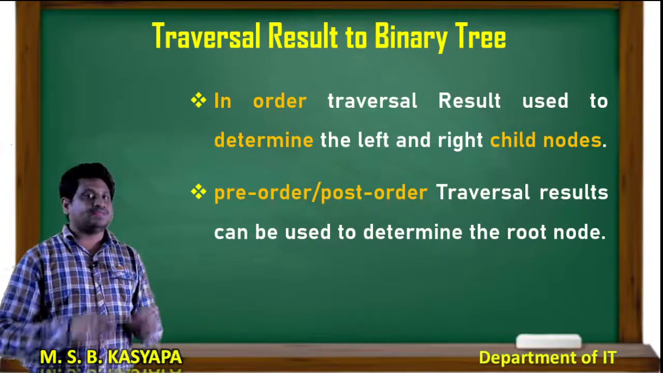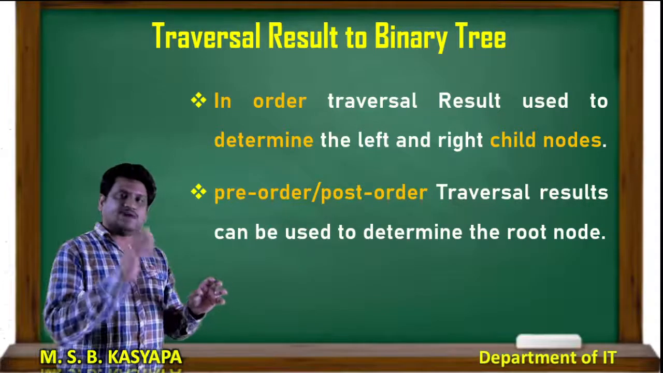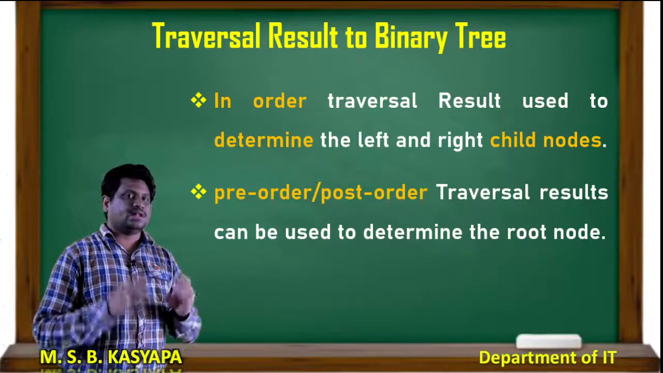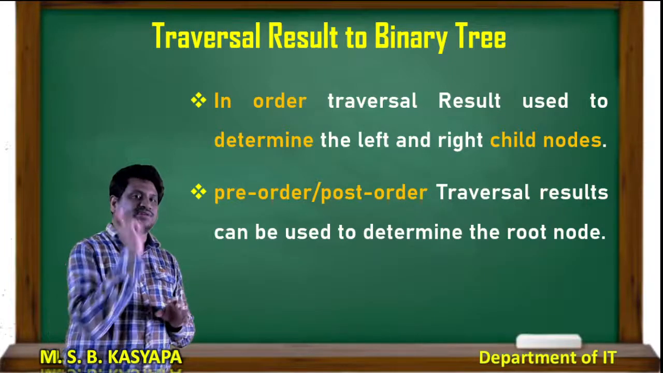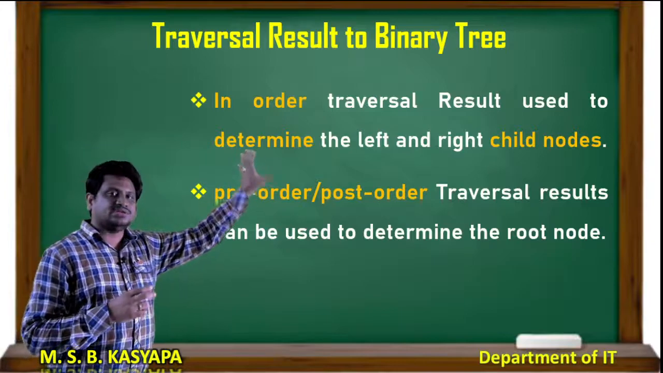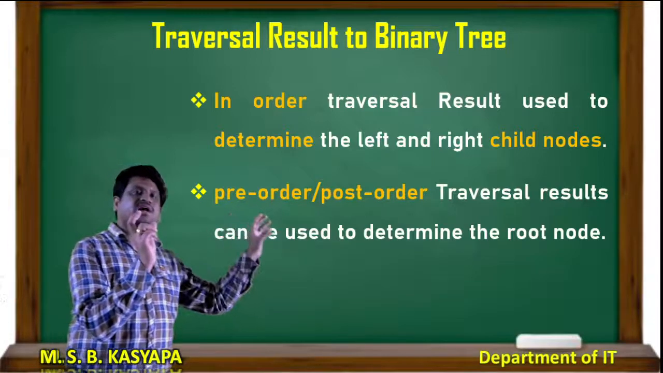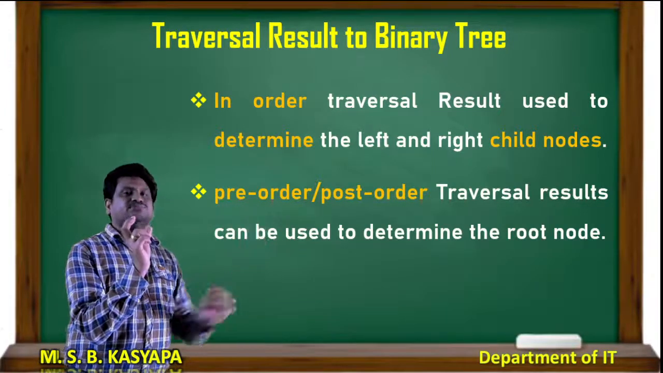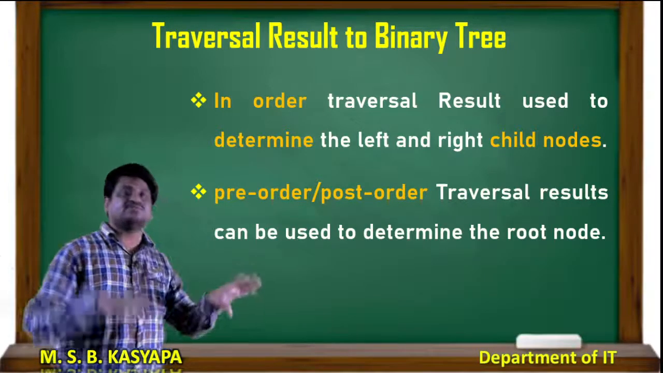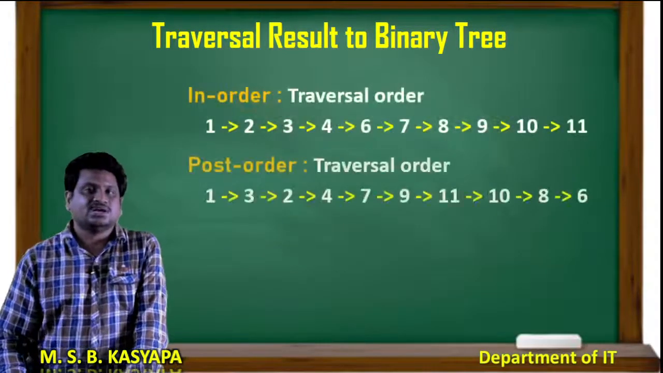Then why are we using in-order? In in-order, first I visit the left child, after that the root, then the right child. In pre and post order I have taken one root node. If I check that root node in the in-order, it is available in the middle. The root node's left side I treat as the left subtree, and the right side as the right subtree. So to determine the left and right subtrees, I use in-order.